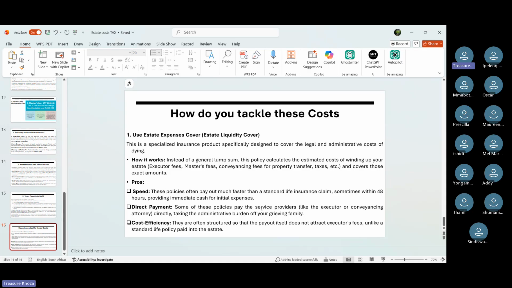So now you have three options. The first option is that the money can be taken direct from your estate. The second option is to use a life cover. The third option is to use an estate expense cover. So it's up to which one you will feel comfortable with.